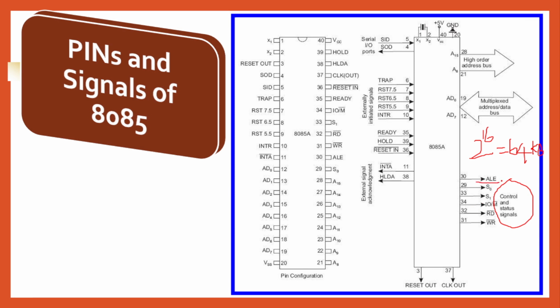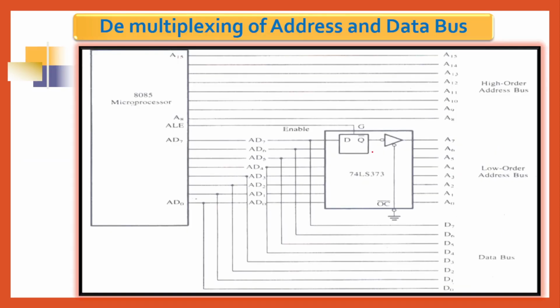Then there is a signal called ALE, address latch enable. This is the signal used to demultiplex AD0 to AD7 into D0 to D7 and A0 to A7. Even though it is on the same pins, physically we need two signals, address and data, at the same time when you access memory or an IO device in real time. So with the help of ALE we will demultiplex.